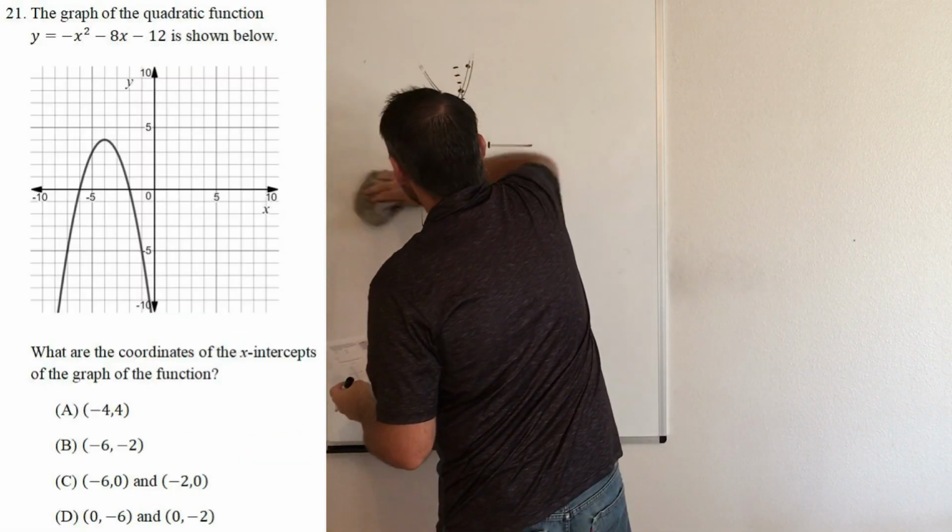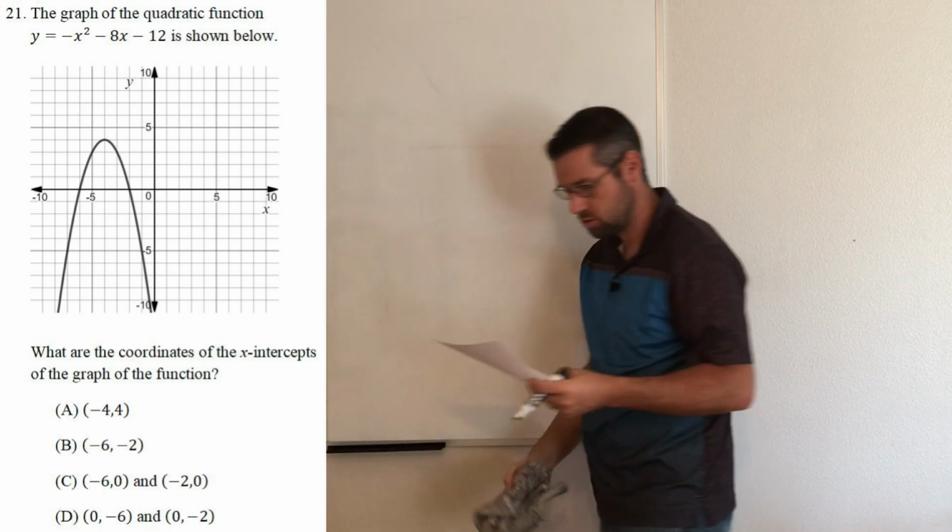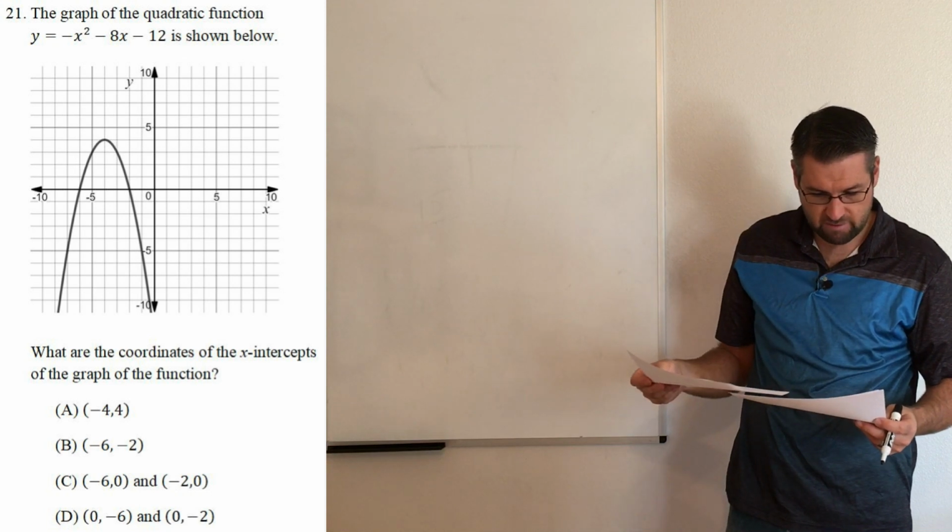For number 21, it gives us a graph of a function.